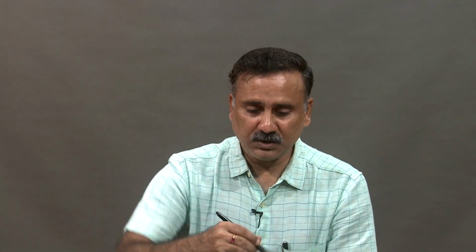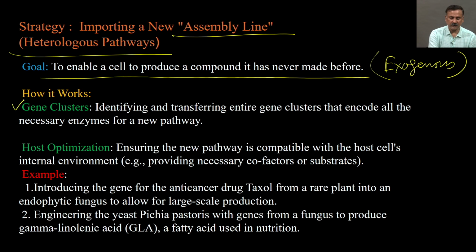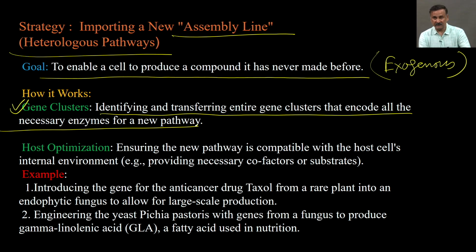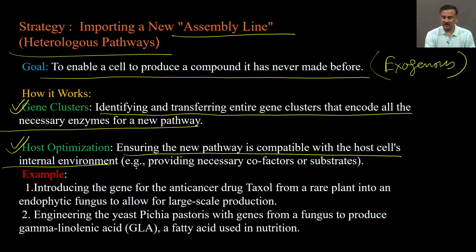In this particular strategy where you have the heterologous pathway, you are going to introduce a gene cluster. So, identify and transfer the entire gene cluster that codes for all the necessary enzymes for the new pathway. In this case the cell is intrinsically not producing that particular molecule, so you are putting the whole pathway into that cell, and then you are doing host optimization, ensuring that the new pathway is compatible with the host cell's internal environment, like providing necessary cofactors or substrates.